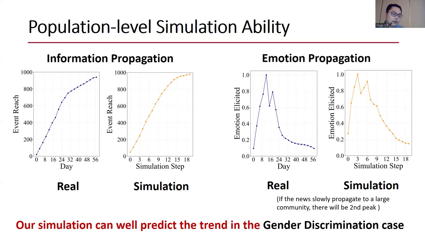And we can see if the news is slowly propagated to a larger community, there will be the second peak. So we will reproduce the second peak during the propagation. In conclusion, our simulation can well predict the trend in this case.